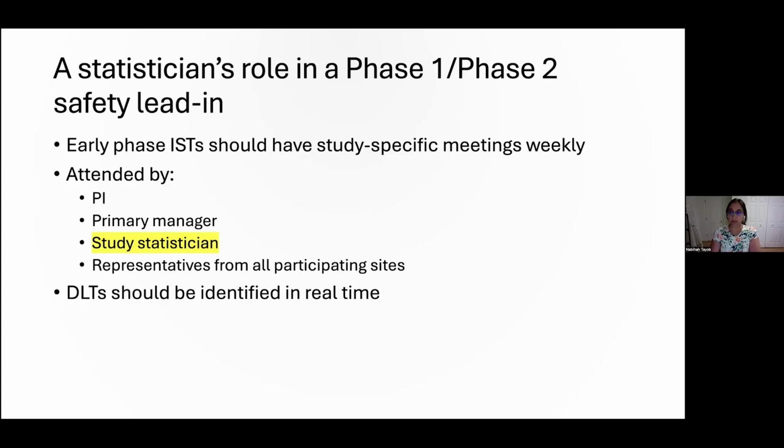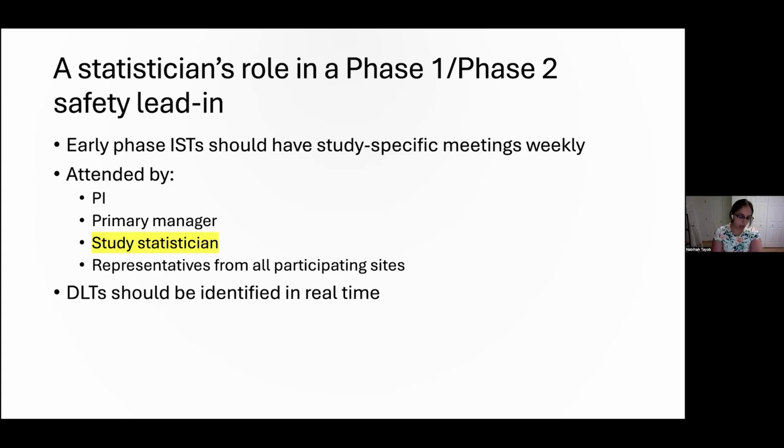If the DLTs happen between meetings, then they should be identified. They should be reported via emails. But again, there's usually an additional discussion in the next study team meeting. Okay, here's what the patient experienced. Let's go through the DLT definition, confirm that what the patient experienced meets the definition of the DLT. Also confirm evaluability, that the patient met the criteria for evaluability as well. So that is just very critical.